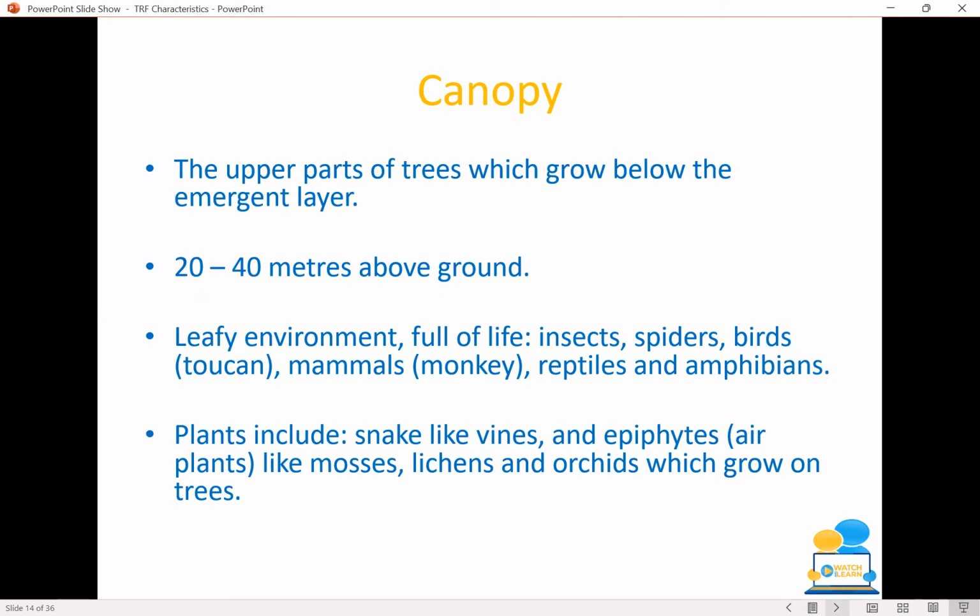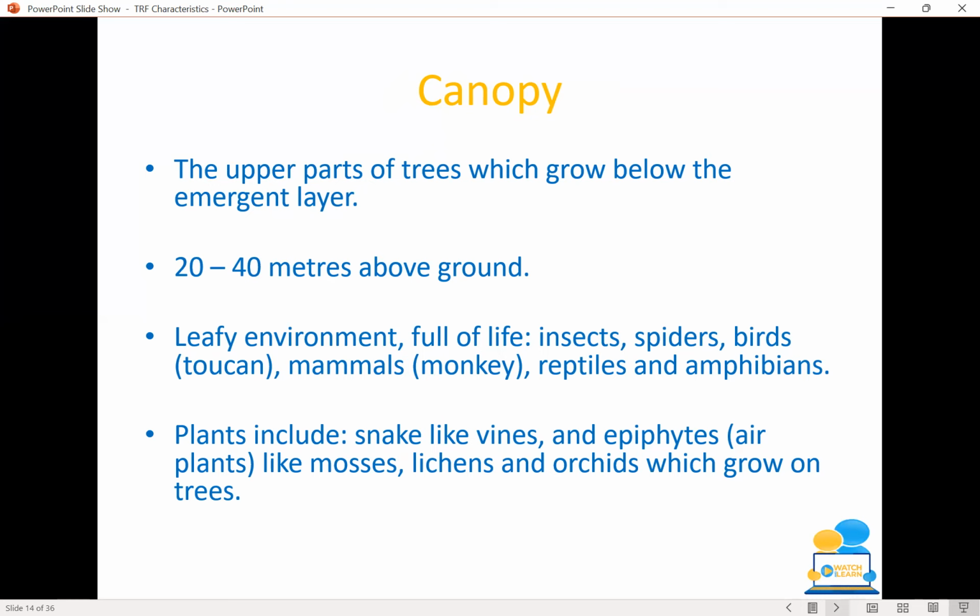It's when we get up to the canopy that we start to see a lot more life, okay, and a lot more shrubbery, a lot more leaves, a lot more greenery. So the upper parts of trees are in the canopy, which grow just below the emergent layer. So as a result, we see a lot more sunlight in this particular area, so a lot more growth can happen. We're talking at this stage that we're about 20 to 40 meters above the ground. So we're very high above the ground at this particular point.